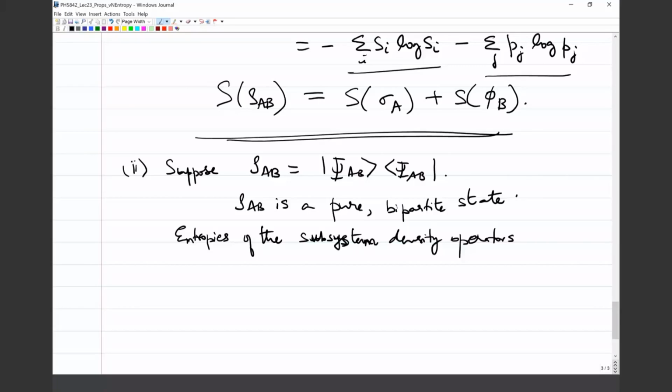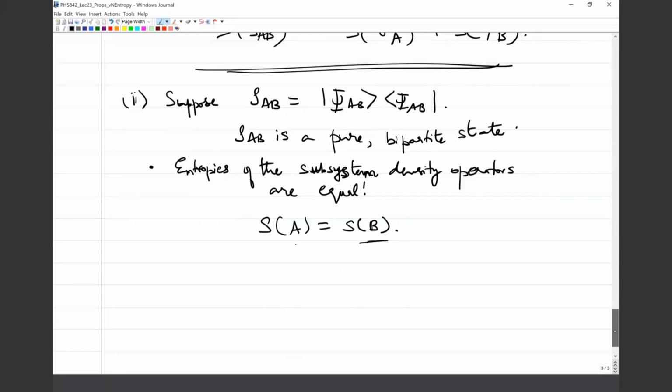Okay, so let me state the result. Then the entropies of the subsystem density operators are equal. In other words, S of A is equal to S of B, whatever be the marginal state in A and whatever be the marginal state in B. Note that in this case, we are not saying that it's a tensor product state. So it could be some kind of entangled state, right?